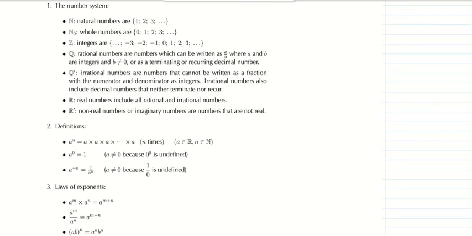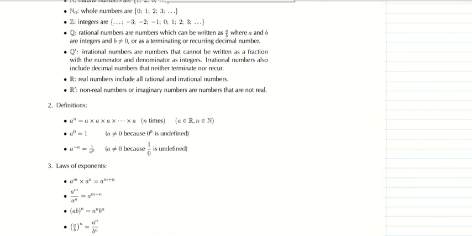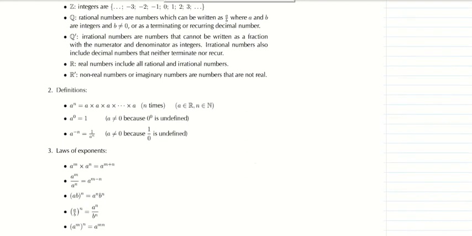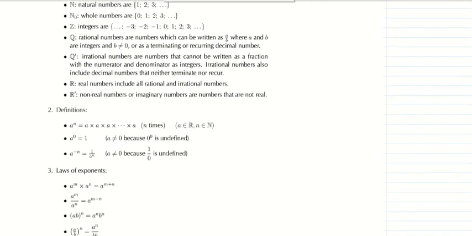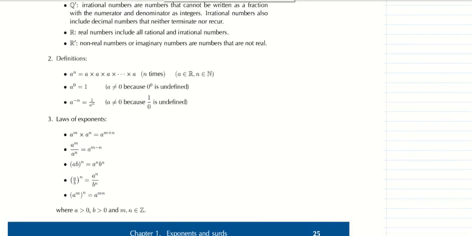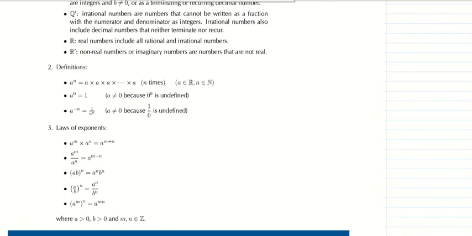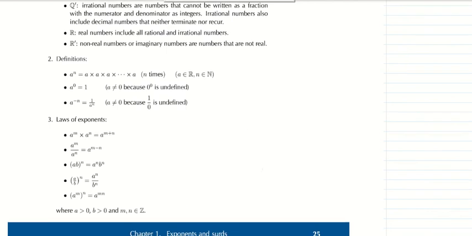Then you have your irrational numbers, which cannot be written as a fraction, and you all know what kind of irrational numbers there are, also including the decimal numbers that neither terminate nor recur. And then we have our real numbers, including all rational and irrational numbers, that is the whole number system. And then we have our non-real numbers and our imaginary numbers. So here are some key definitions that you need to take note of: a to the power of n is a times a, up until n times, and a to the power of 0 will always be equal to 1, but 0 to the power of 0 is undefined.